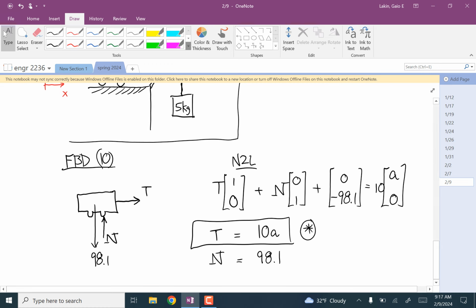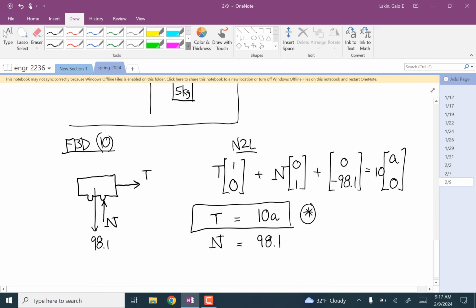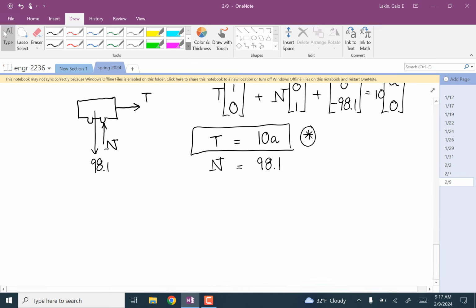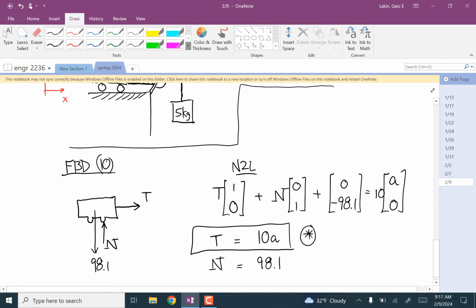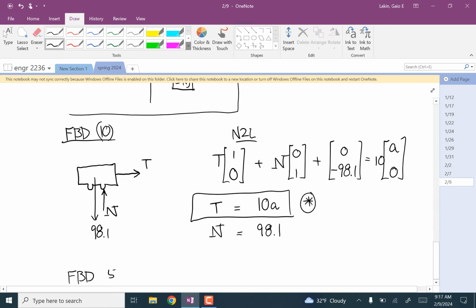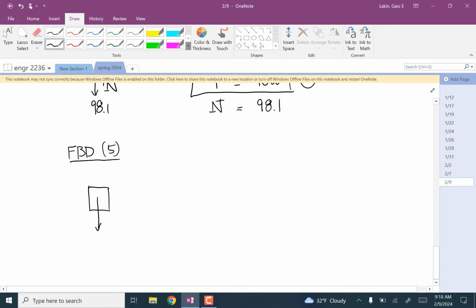Any questions about that first one? Yeah. That is, the thing has a mass of 10 times 9.81 for gravity. And now free body diagram of the hanging mass. We know it has a weight downwards. So this is 5 times 9.81, so 49.05.